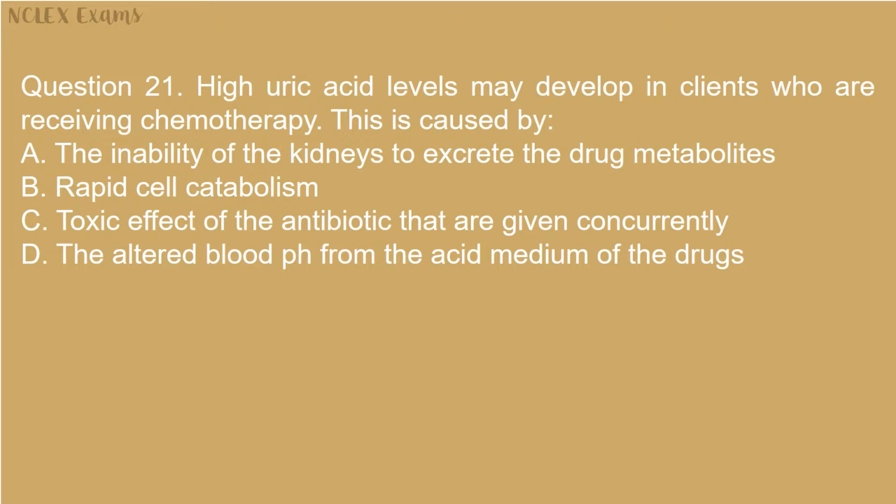Question 21. High uric acid levels may develop in clients who are receiving chemotherapy. This is caused by A. The inability of the kidneys to excrete the drug metabolites. B. Rapid cell catabolism. C. Toxic effect of the antibiotics that are given concurrently. D. The altered blood pH from the acid medium of the drugs.